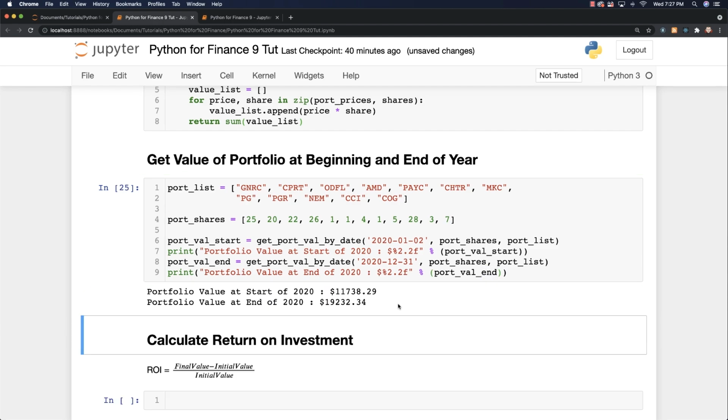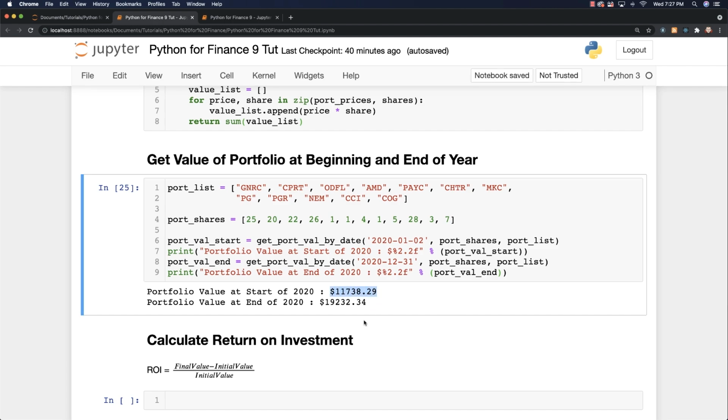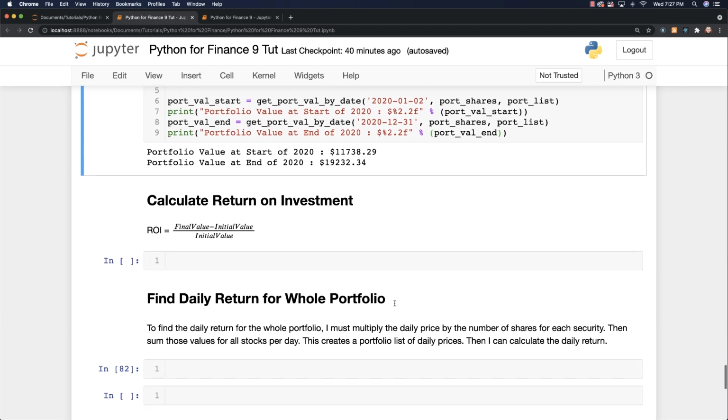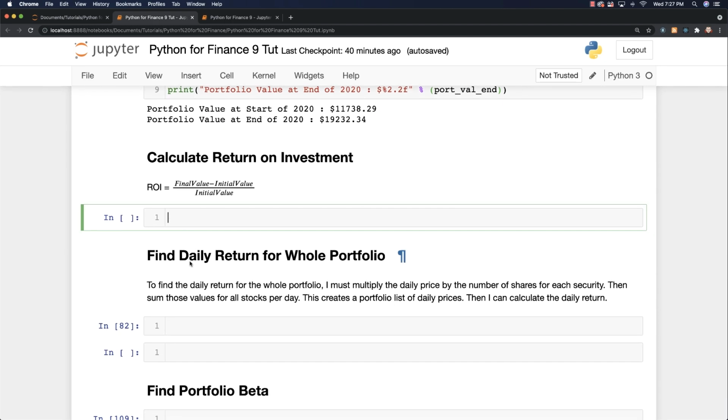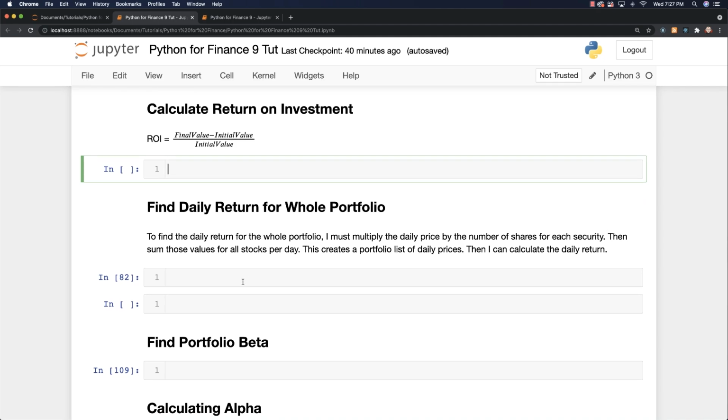And if we run it, you can see that at the very beginning of 2020, we invested $11,738.29. And at the end of 2020, we nearly doubled our money. All right, so pretty nice return with our portfolio that we created in the last video, which is pretty neat stuff.